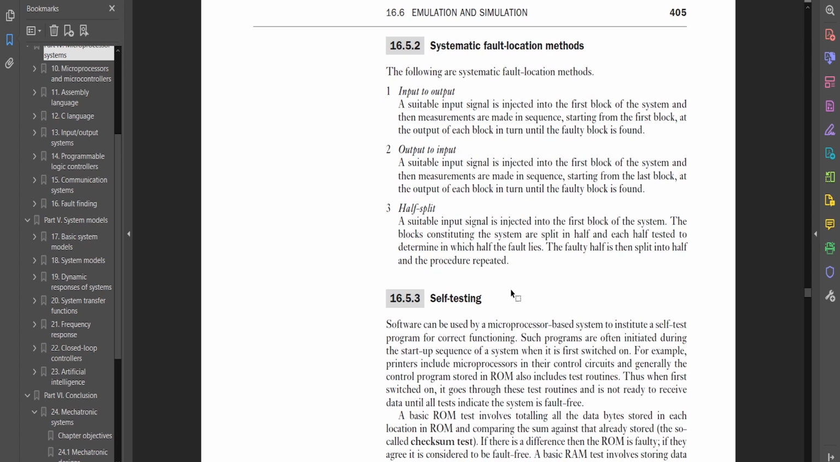Systematic fault location methods. The following are systematic fault location methods: input to output, output to input, half split. Fault location methods are input to output. A suitable input signal is injected into the first block of the system, then the measurements are made in sequence, starting from the first block and at the output of each block in turn until the faulty block is found.